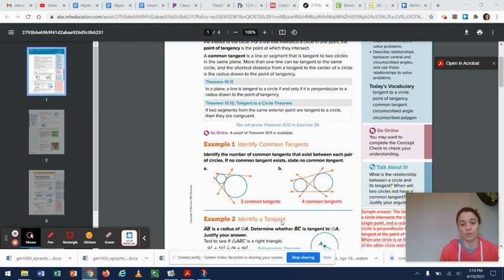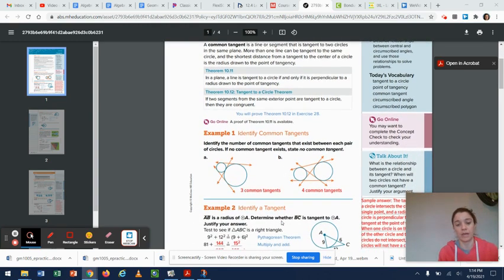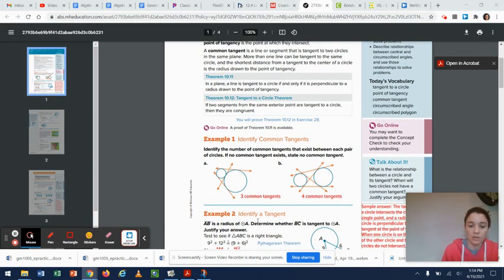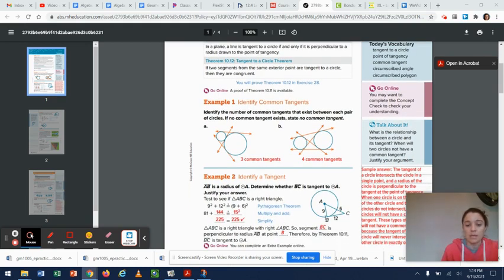In example 2, you're trying to identify a tangent. It tells you that AB is a radius of circle A, so you're determining whether BC is tangent. To do that, we're just going to use the Pythagorean theorem. We will use this as our right angle at B. So we'll do 9 squared plus 12 squared, and then we'll set it equal to this hypotenuse.